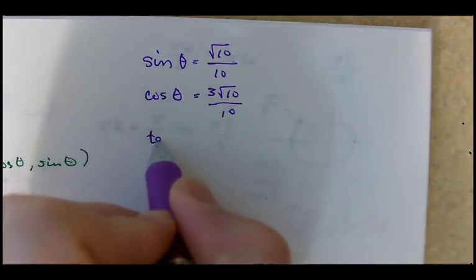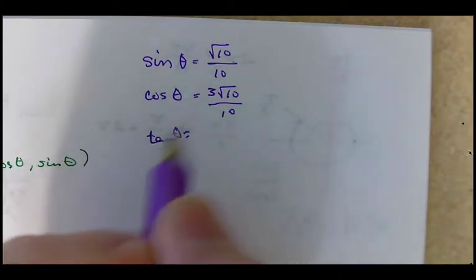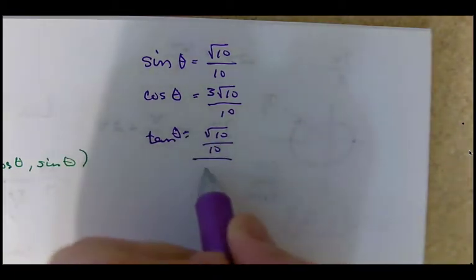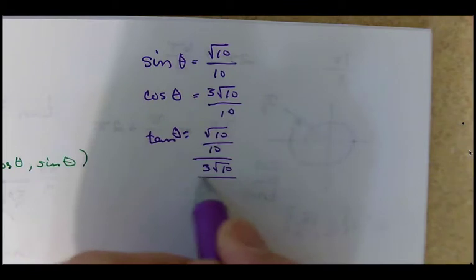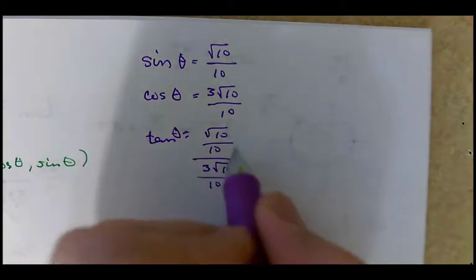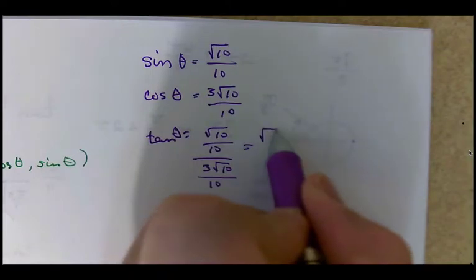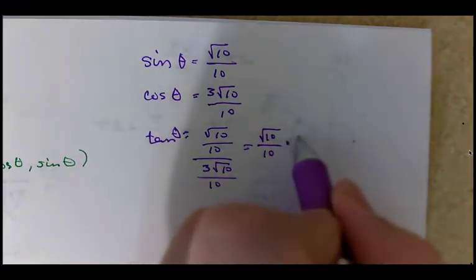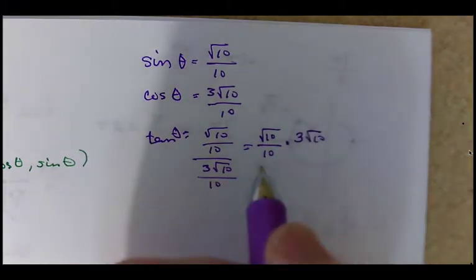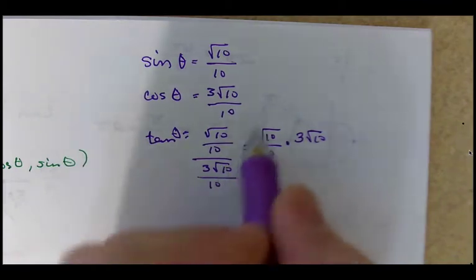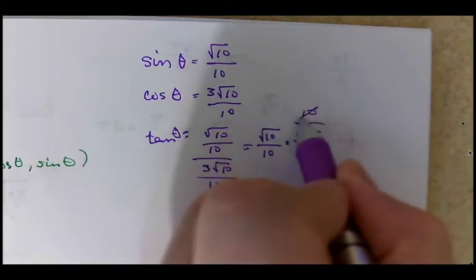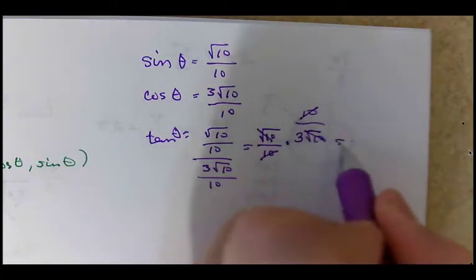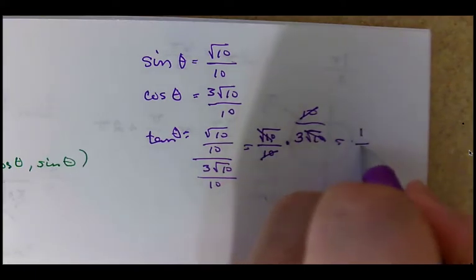We know tangent is equal to square root of 10 over 10 divided by 3 square root of 10 over 10. This is really nice for us because when I write this out, inverse and multiply, square root of 10 over 10 times 10 over 3 square root of 10. This 10 cancels out that 10. Square root of 10 cancels out there. And what am I left with? I'm left with 1/3.